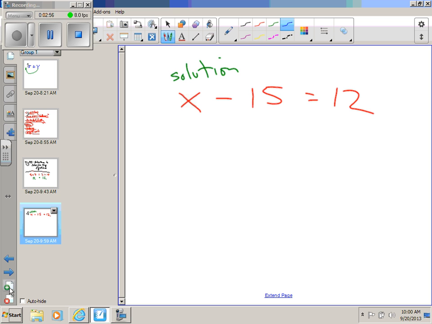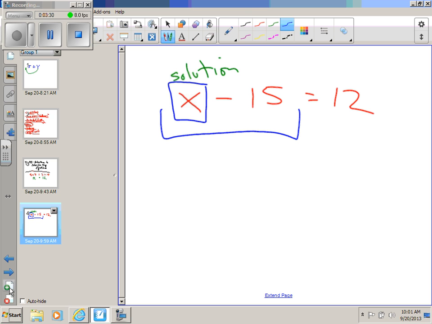Well, close. If I need to find out what x is, I'd like to get my equation to say x equals. If I want to know what x is, I need to get x all by itself on one side of my equals sign. How am I going to get x all by itself? What is with x on this side of the equals sign? Yes, a negative 15 or minus 15.